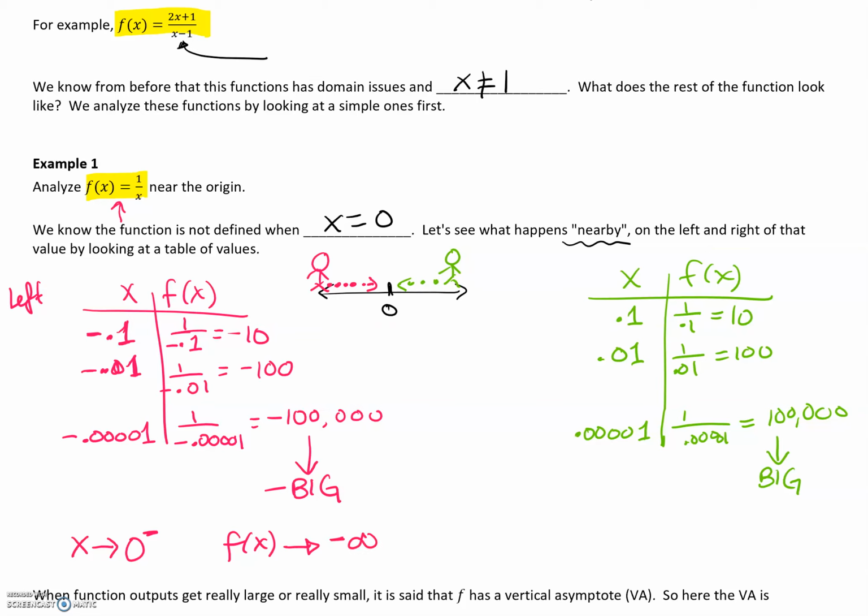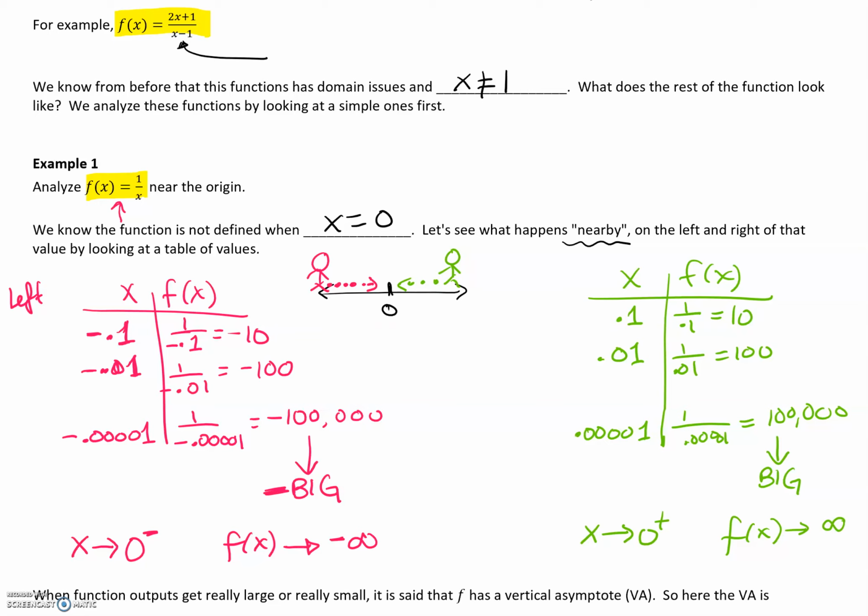And mathematically for the right side, as I'm getting close to 0 from the right, my y values, my f of x, are blowing up and going to positive infinity, because they keep getting bigger and bigger on the right side, and they keep getting smaller and smaller on the left side. Remember, it's a negative big number, so large in absolute value, but with a negative in front of it.